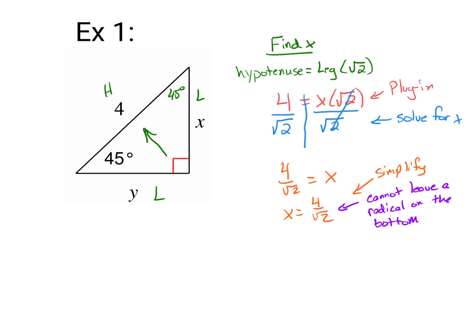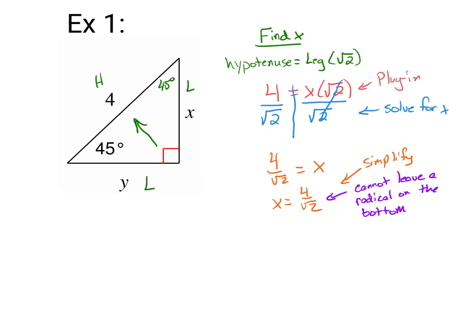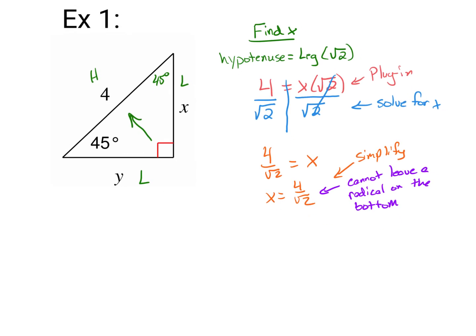So I got to get that square root 2 somehow off the bottom. And so what I do is I'm going to take our x equals 4 over square root 2. Anytime you have a radical that you need to get off the bottom, you multiply the whole thing times whatever that radical is on the bottom. So that radical on the bottom is square root 2, so I'm going to multiply it times square root 2. And then I'm going to multiply the top times the same.